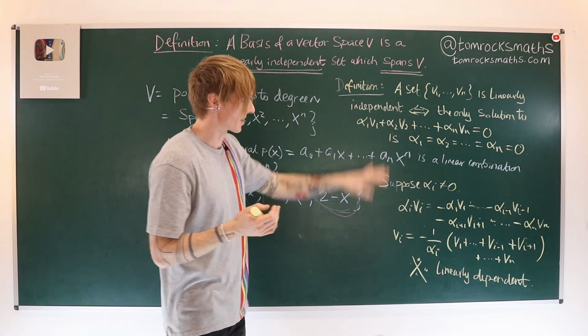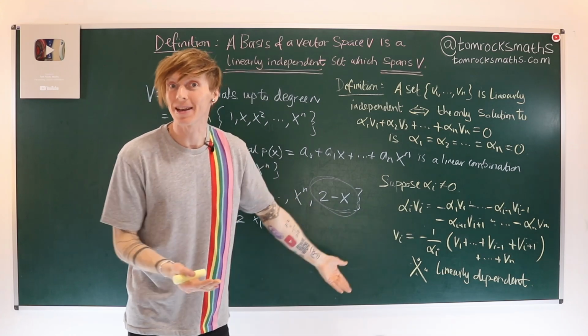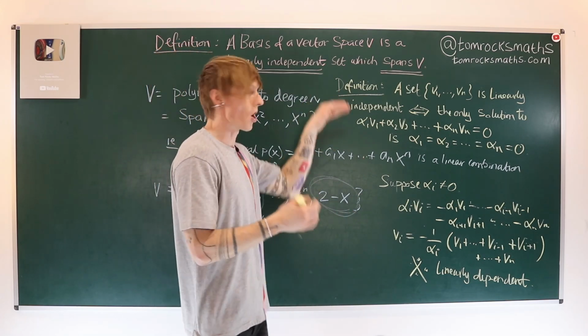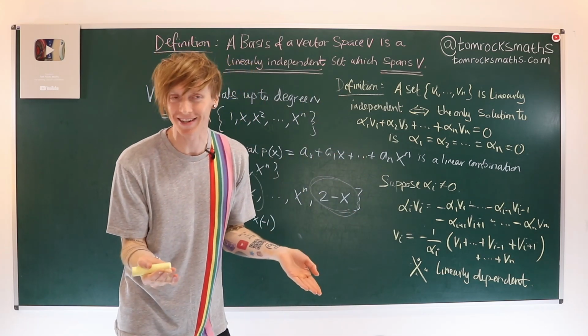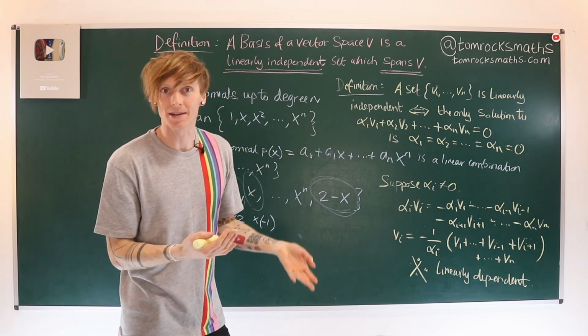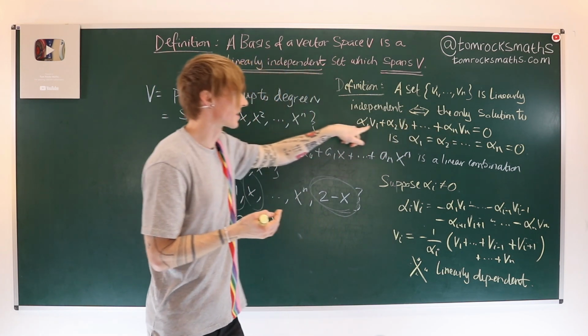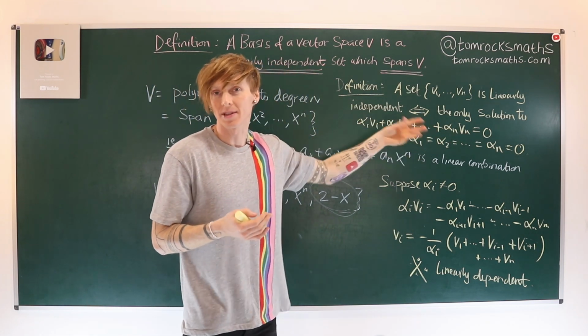But we're also seeing that this gives us a way of defining something to be linearly dependent, i.e. it's not linearly independent, or you can think of it by saying it's linearly dependent if and only if you have a solution to this which is not for everything to be 0.